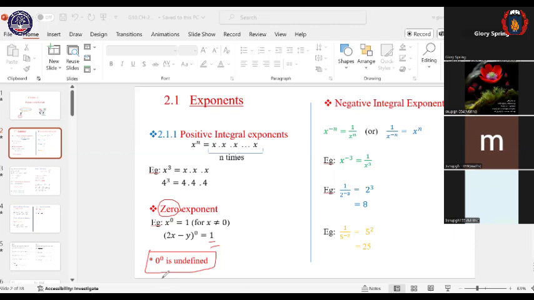Now positive integral exponents, then zero, and then negative integral exponents. Negative exponents: x to the power minus one, x to the power minus 2, minus 10, they become positive by taking the reciprocal.